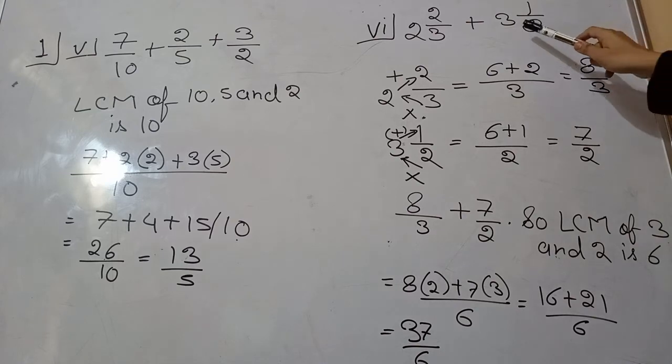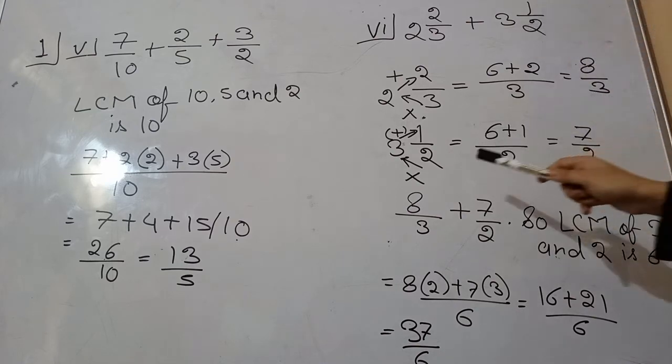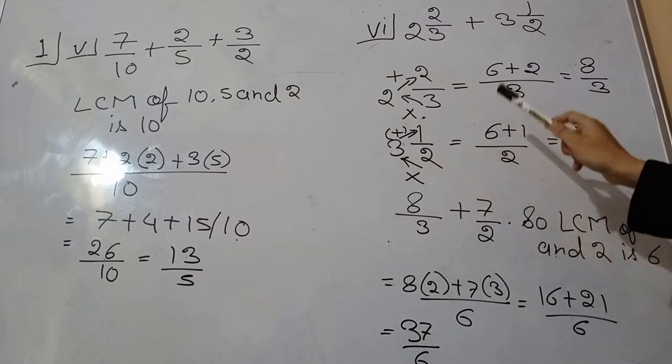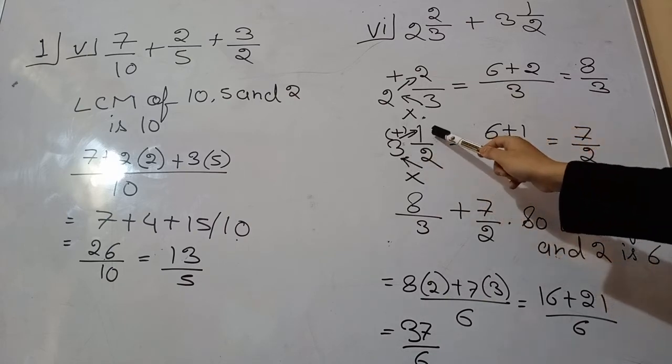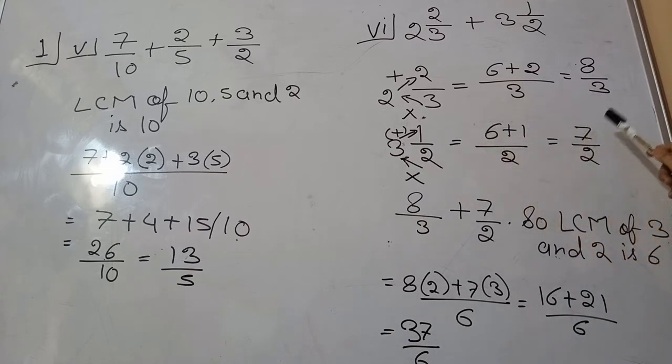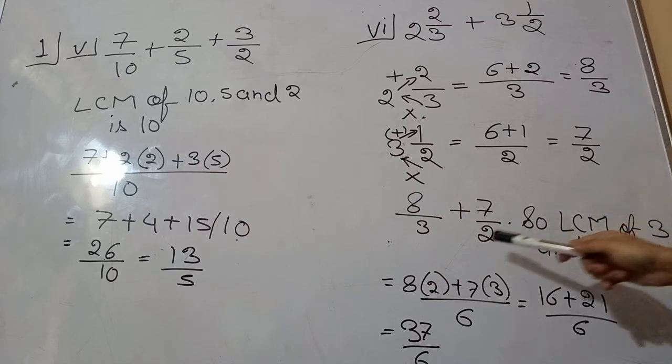Now the next one is 3 1 by 2. So what we have to do? We multiply these two numbers. So 3 2s are how much? 6. And we add the numerator to the result. The numerator is 1. So 6 plus 1 gives us 7 by 2. So 8 by 3 plus 7 by 2.